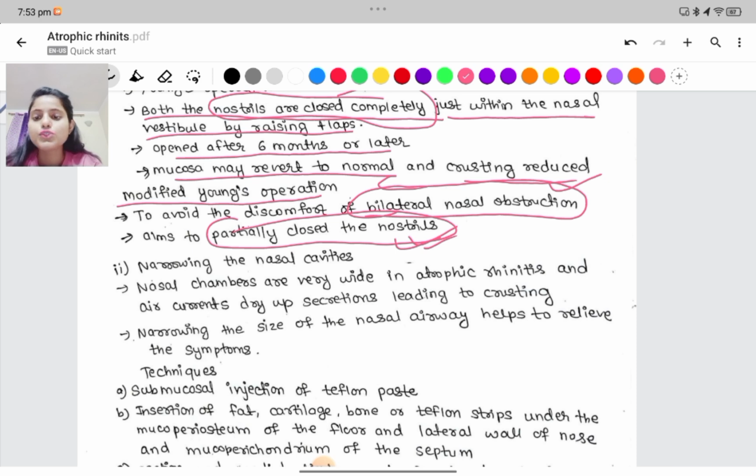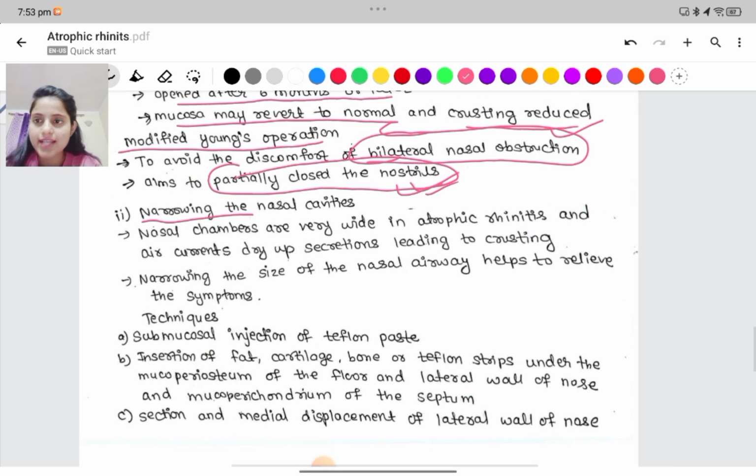And we can also narrow the nasal cavities, as nasal chambers are very wide due to atrophy of the nasal mucosa and the turbinate bones. So we can narrow the nasal cavities. As nasal chambers are very wide in atrophic rhinitis, the air currents dry up secretions leading to crusting.